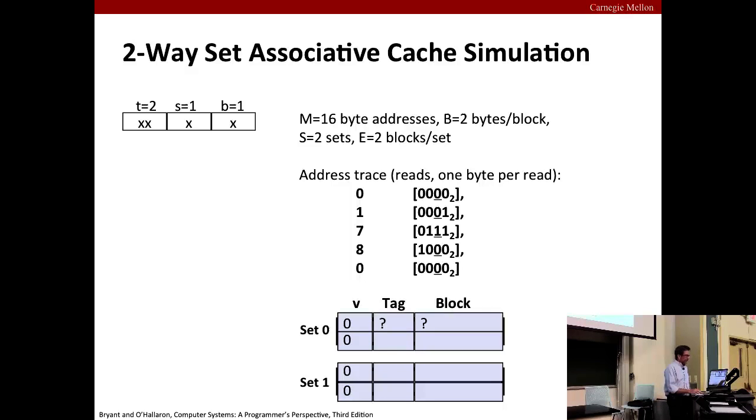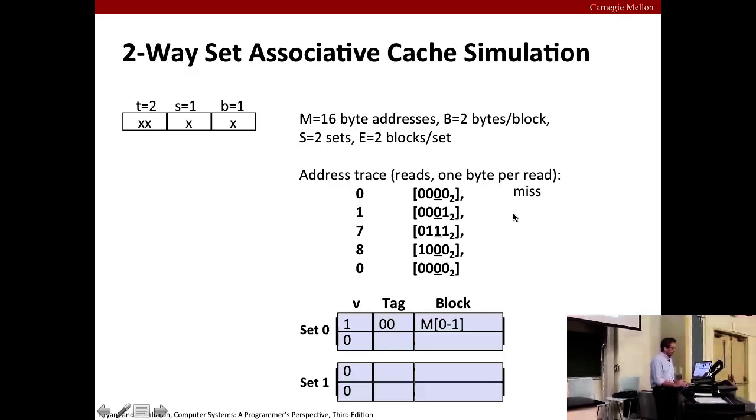Okay, so let's look at this two-way associative cache now. There's one block offset bit. We only have two sets, so we only need one set index bit. And then the remaining two bits are the tag. So let's go through our trace. Address 0 is in set 0, right here. That's a miss, so we load that into the cache. The reference to address 1 is in set 0, and that's a hit because that byte is in our block.